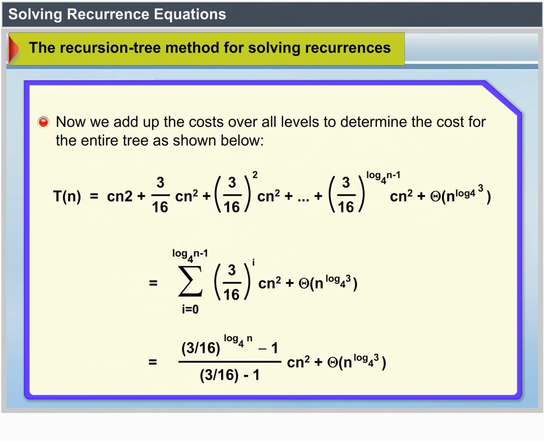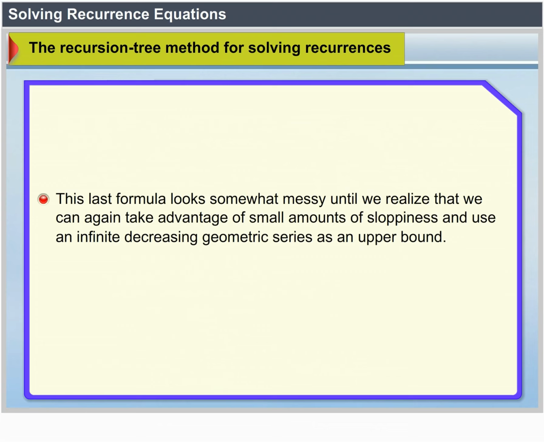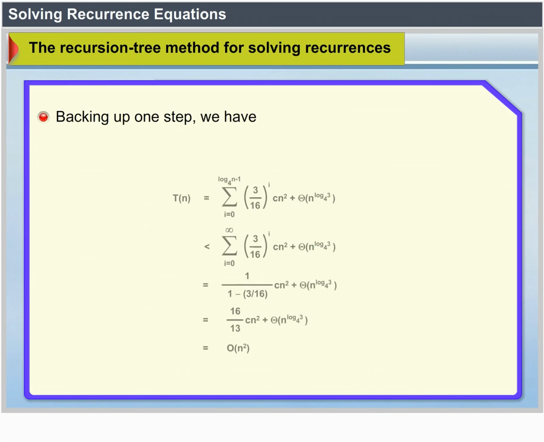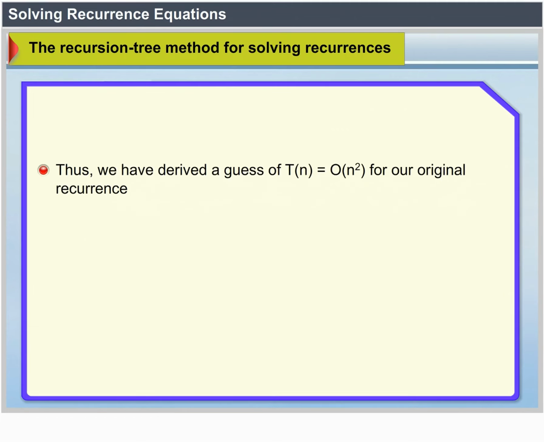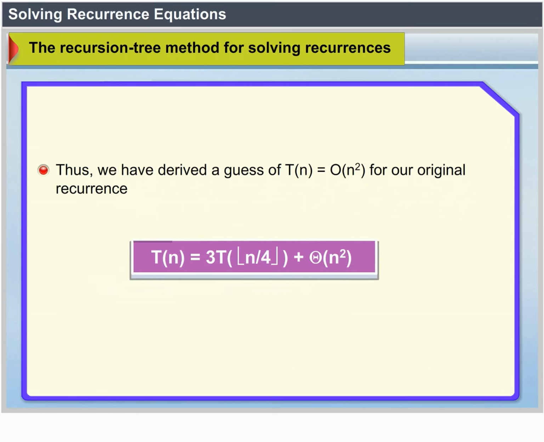This last formula looks somewhat messy until we realize that we can again take advantage of small amounts of sloppiness and use an infinite decreasing geometric series as an upper bound. Backing up one step, we have what is shown here. Thus, we have derived a guess of T(n) = O(n²) for our original recurrence T(n) = 3T(⌊n/4⌋) + Θ(n²).